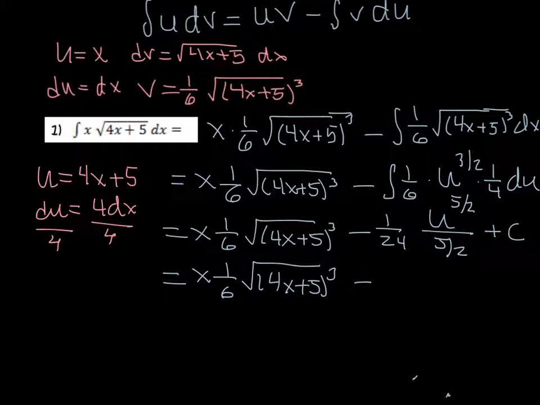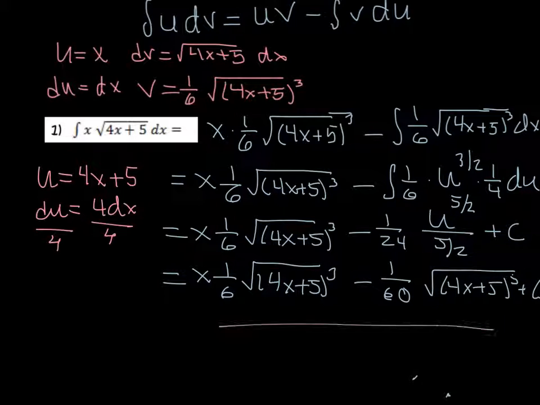Minus. If we simplify the fractions, then we have 2 over 24 times 5. Since 2 over 24 equals 1 over 12, then 1 over 12 times 5 will be 1 over 60 times the square root of 4x plus 5 to the 5th power plus the constant. And that will be the final result for this integral.